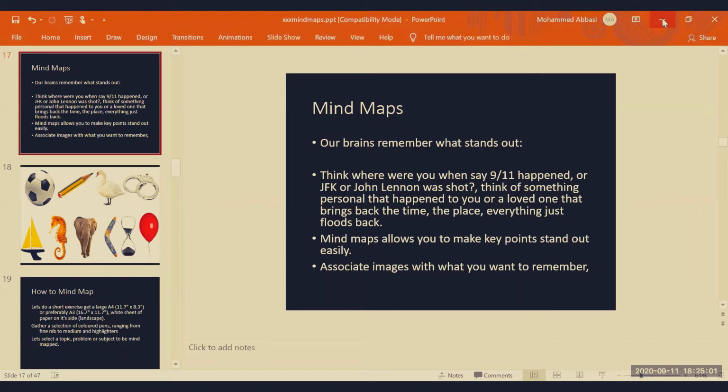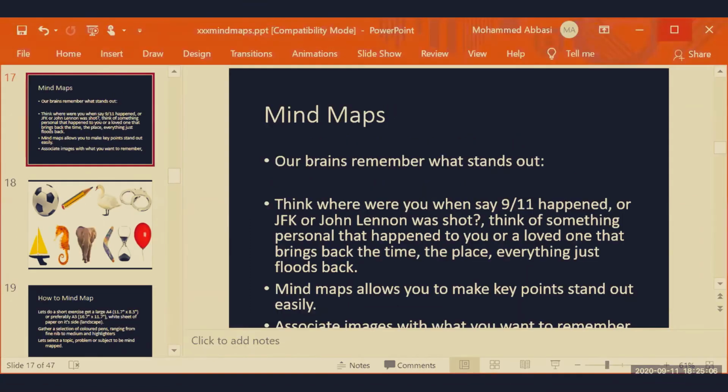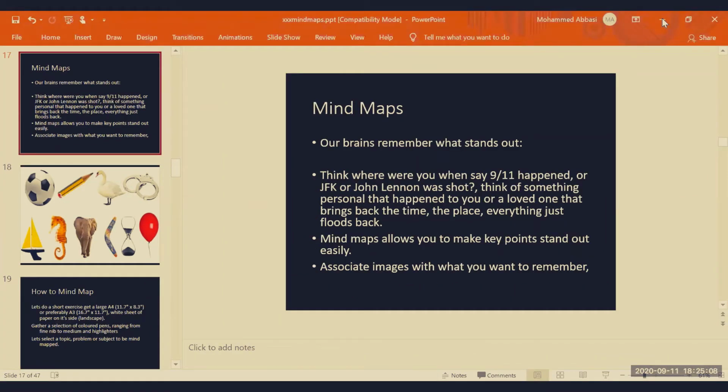Nine images, and let's carry on. Okay, let's carry on, and let's see. Now, out of those 9 images, how many of you remembered what the images were?